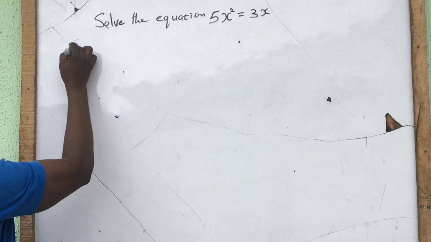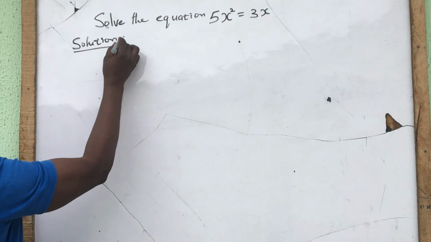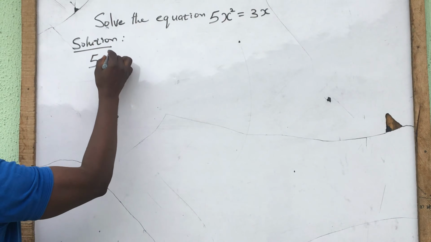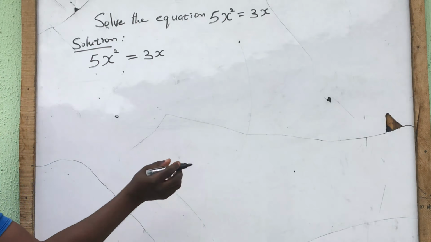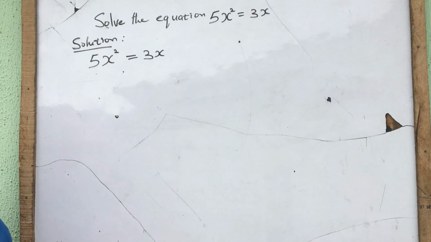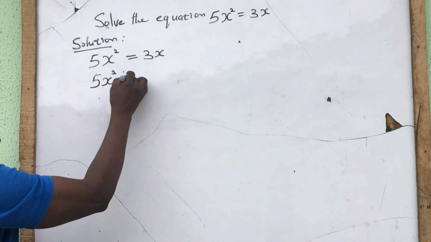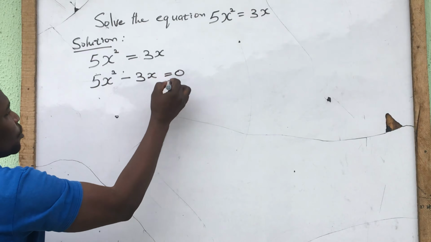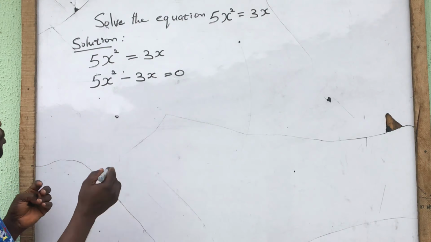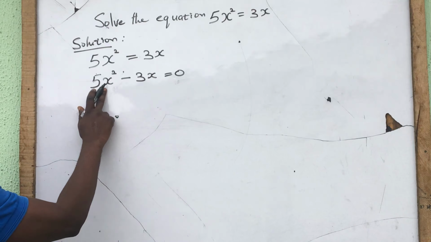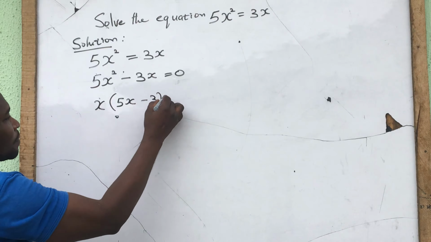So to solve this problem, let's look at this together. 5x squared equals 3x. The first thing to do now is to rewrite this in a quadratic format. That is 5x squared minus 3x equals 0. So can you see now? The next thing now is to factorize. To factorize this, look at x is here, x is here. So meaning x into 5x minus 3 equal to 0.